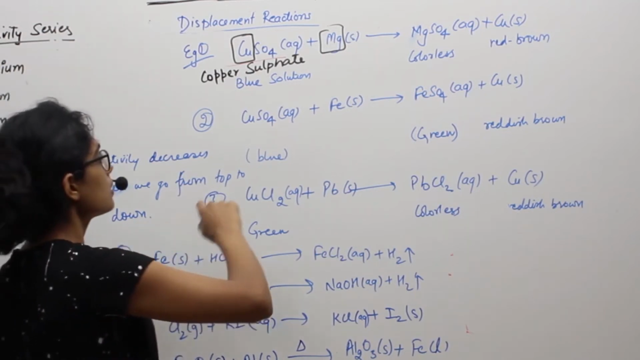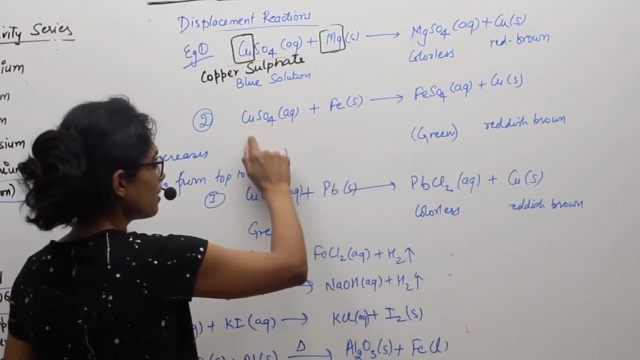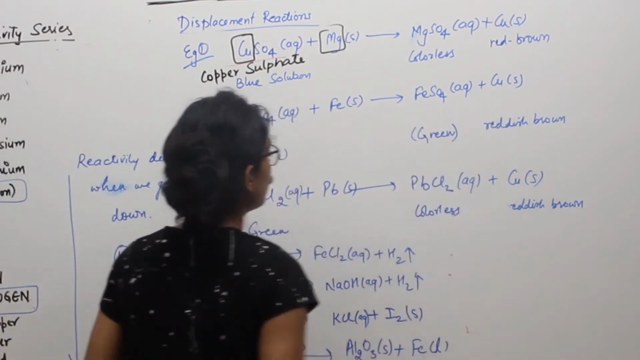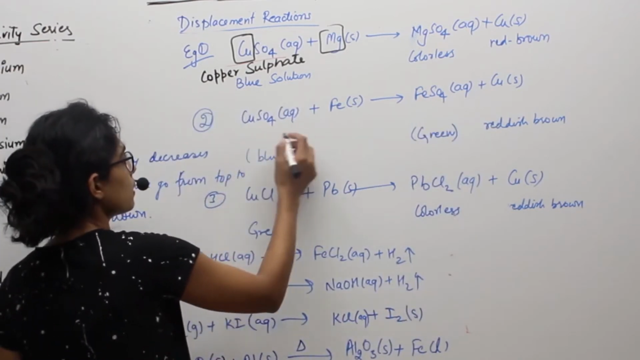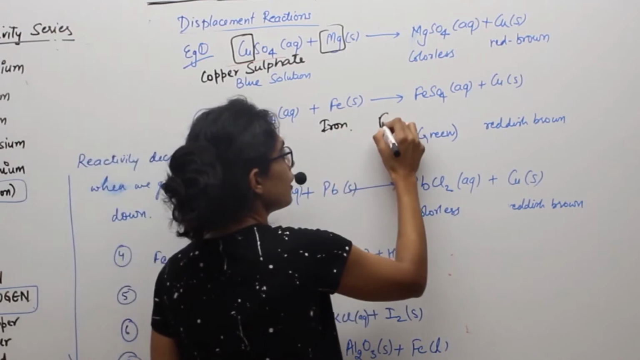Next example is copper sulfate reacting with iron. Copper sulfate solution reacting with iron solid and forming FeSO4 and copper. Again, this is copper sulfate solution, this is iron. It is forming ferrous sulfate.